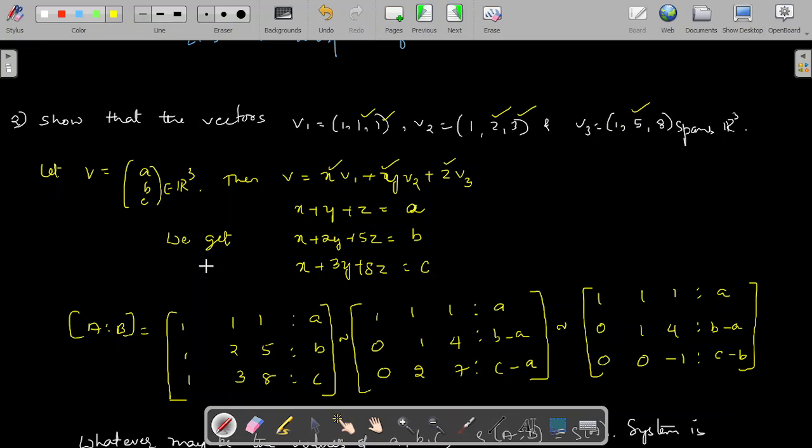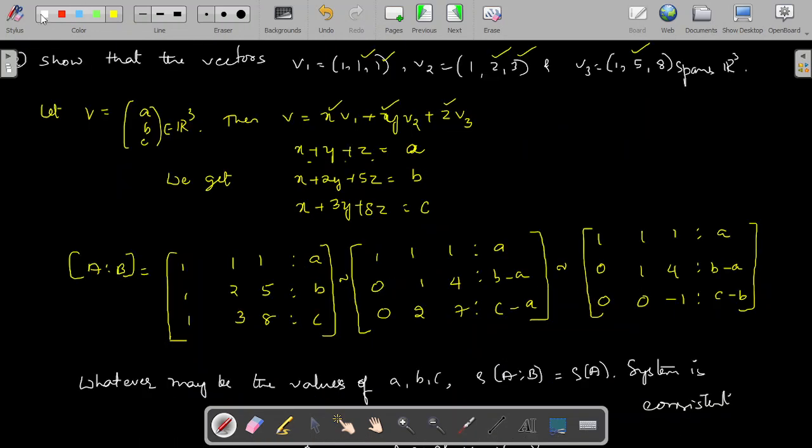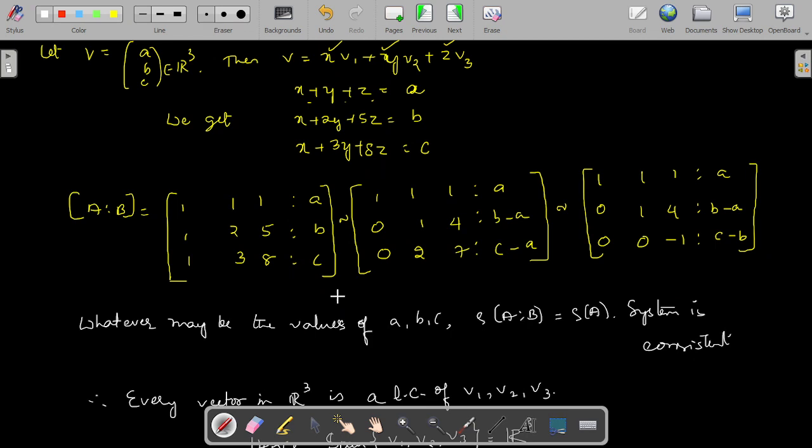Form the augmented matrix. First row: 1, 1, 1, a. Second row: 1, 2, 5, b. Third row: 1, 3, 8, c. Now you have to reduce it to the row echelon form. When you reduce it to the row echelon form, R2 changes to R2 minus R1 and R3 changes to R3 minus R1. This is because this is the first non-zero entry of the first row. Elements below the pivot must be equal to 0 if it should be in row echelon form. So how to make them 0? By applying these two elementary operations.